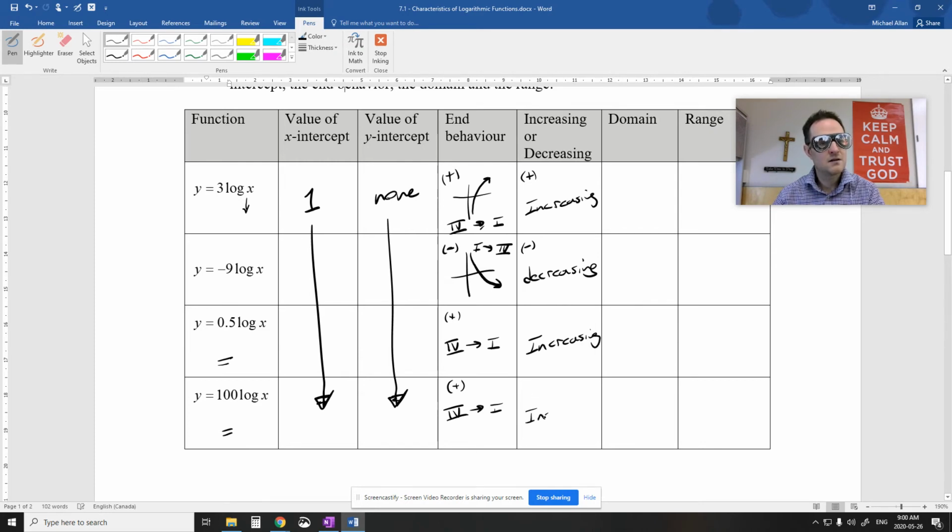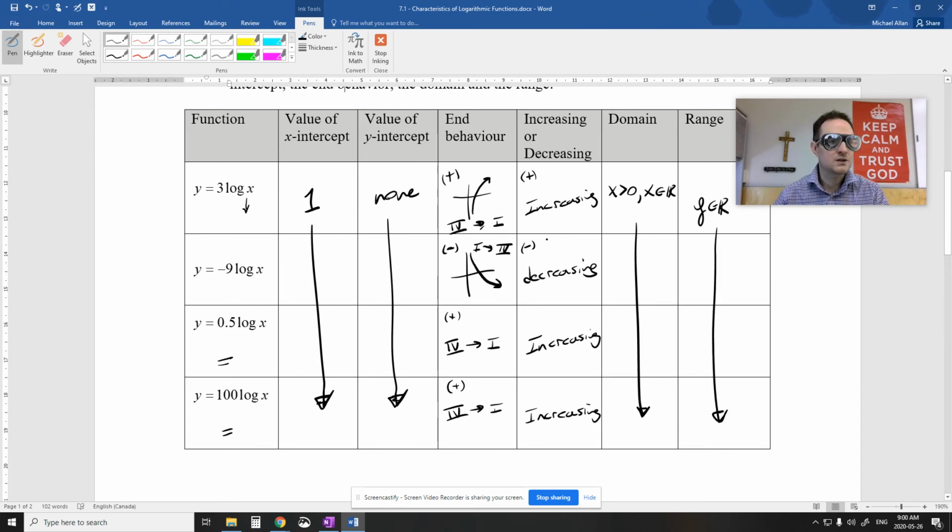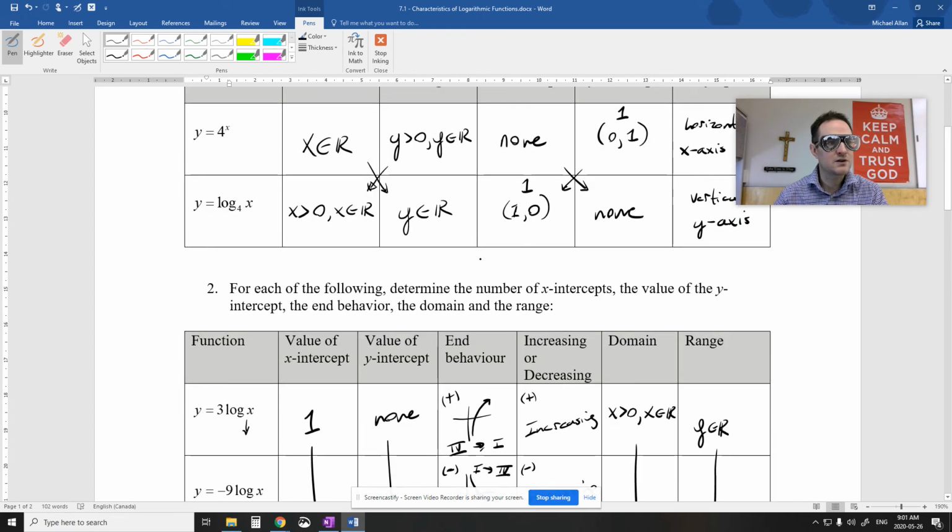Increasing. Okay, so the domain of all these are going to be the same, so I'm just going to write it once. It's x is greater than 0, x ∈ ℝ. And the range is going to be the same, so I'll just write it once as well. It's y ∈ ℝ. That's just the same as that previous graph up here.